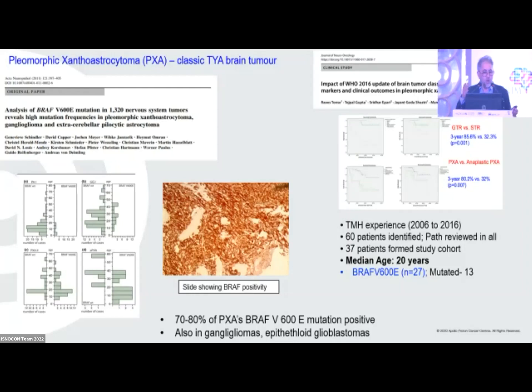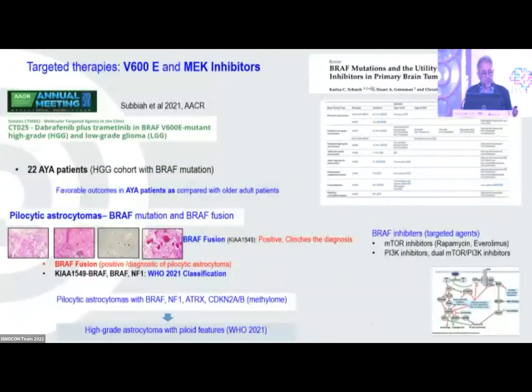You already saw one very good case of PXA. This was again one of the largest data sets from a single institution that we published a few years ago, particularly the impact of 2016. Now, if we start writing on the impact of CNS5, I think we'll get 100 papers out of it. Every single case has shown so much difference, but as we know, it can also be seen in ganglioblastoma, epithelioid glioblastomas. And as you heard, there are several targeted therapies along with, and that's the excitement that we have.